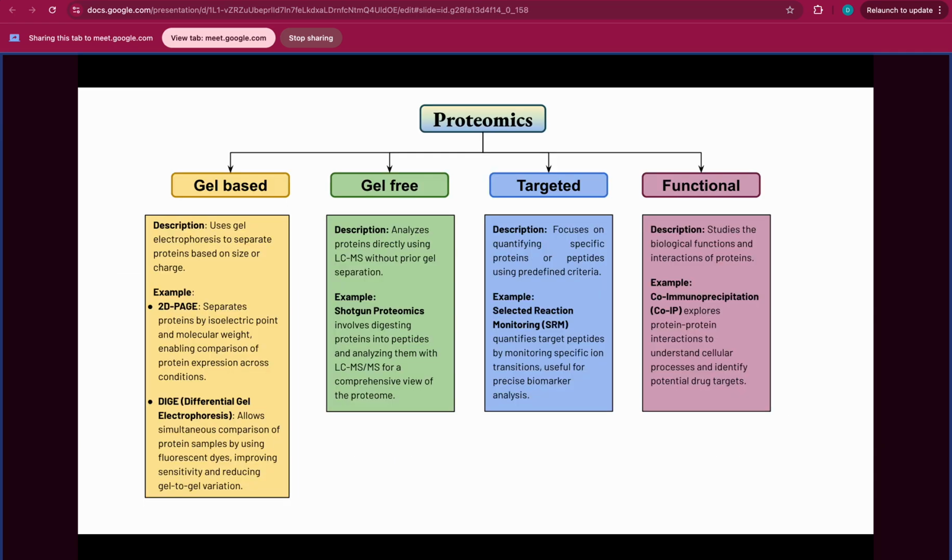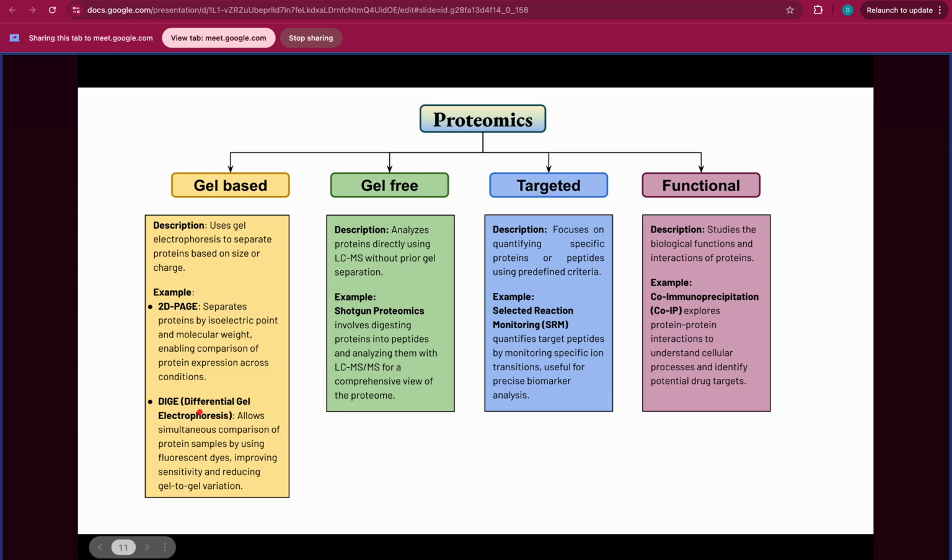Now I have divided proteomics into different categories based on the method we are using. If we are using gel to study proteomics, it is known as gel based proteomics, and it generally uses gel electrophoresis to separate the proteins based on their size or charge. There are two techniques in gel based proteomics. One is 2D PAGE, which is two-dimensional polyacrylamide gel electrophoresis, and another is differential gel electrophoresis, which is DIGE.